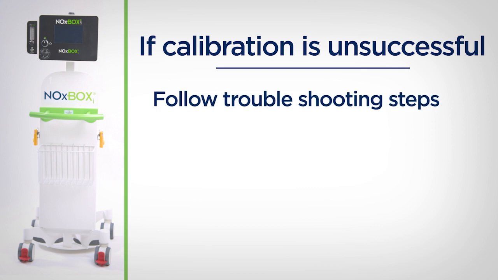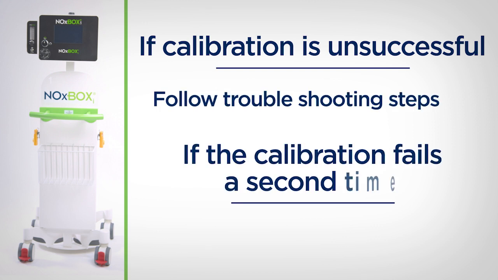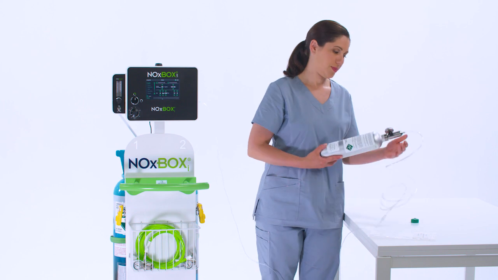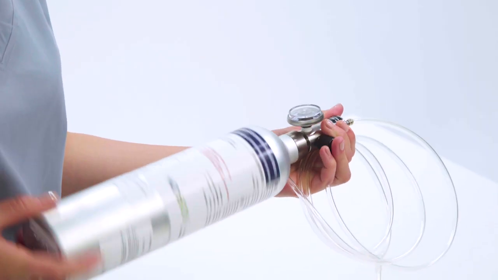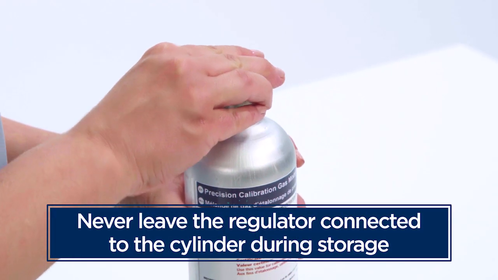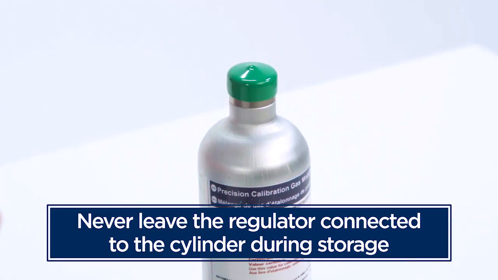Troubleshooting steps will appear to assist you. If the calibration fails a second time, contact your PraxAir service representative for assistance. Remove the cylinder from the regulator by rotating counterclockwise and replace the dust cap. Never leave the regulator connected to the cylinder during storage.